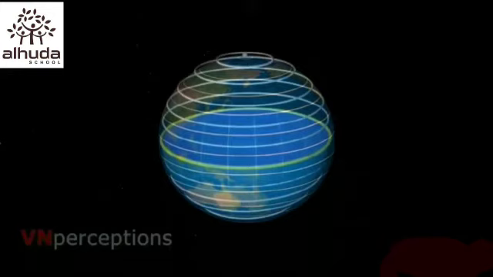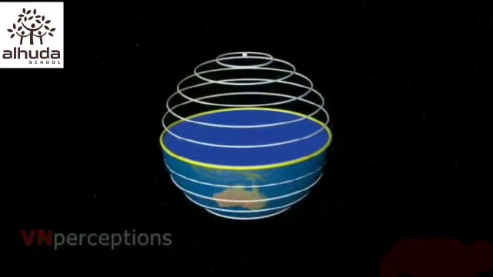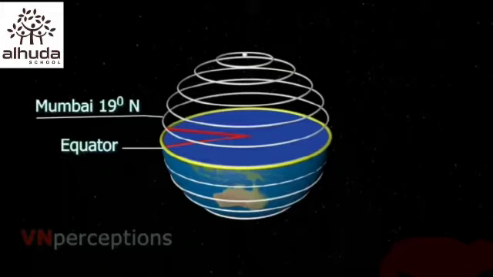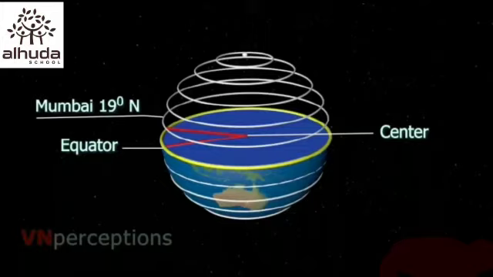Latitude is an angular distance of a place north or south of the equator. Supposing I say Mumbai is 19 degrees north. This means Mumbai is 19 degrees north of the equator. Now, if a line were drawn from Mumbai on the globe to the center of the globe, the line would make an angle of 19 degrees with the horizontal.